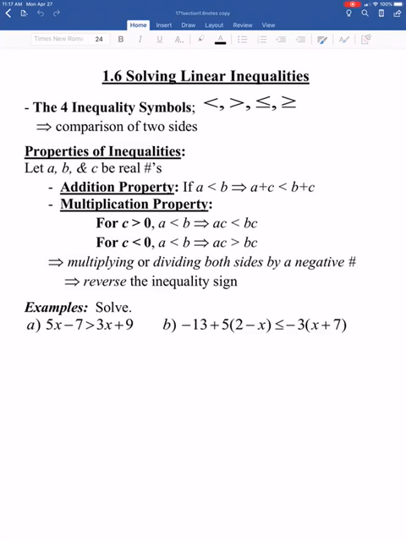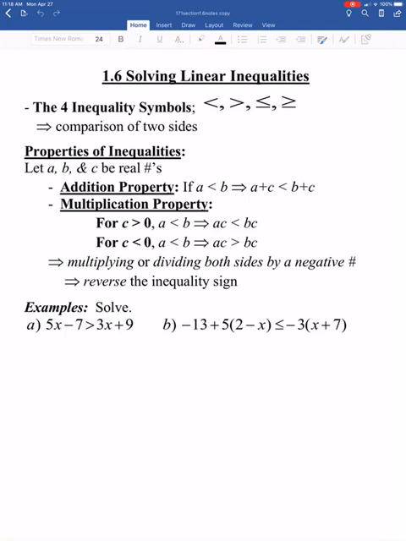Okay, moving on to section 1.6, we're going to look at solving linear inequalities. So we finished up working with linear equations. Now we're going to look at linear inequalities. So remember, with inequalities, we're comparing two sides with less than, greater than, less than or equal to, or greater than or equal to symbols. So in the comparison of two sides, one is smaller or larger, or again, we can include equality also with those.